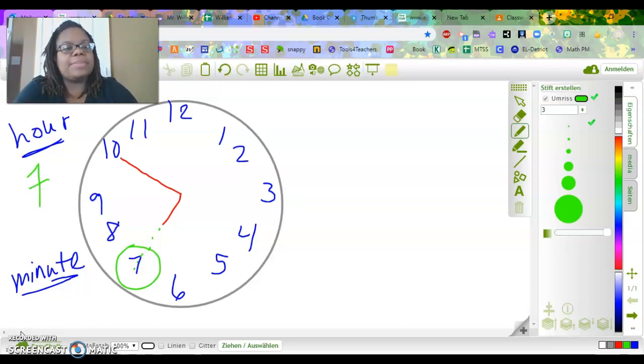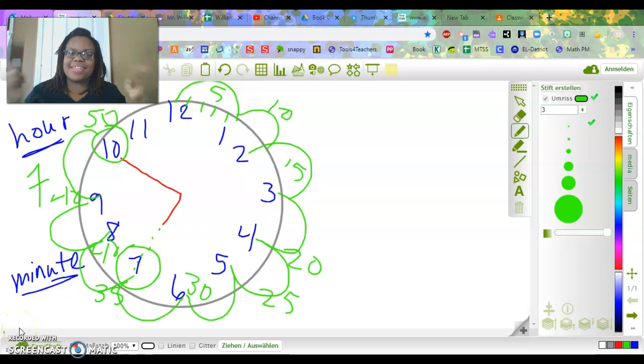Now I need to add my minutes. The quick way we add our minutes is by jumping from one number to the next, counting by fives, because I know that normally there are little notches there for me. So here I'm at 5. I need to keep going until I get here. And just like that, I'm here. So the hour is 7 and it's 50 minutes.